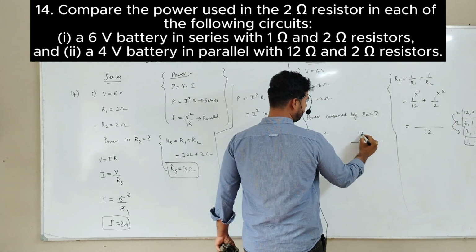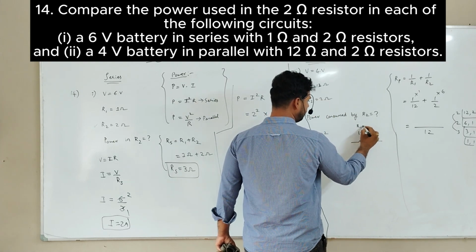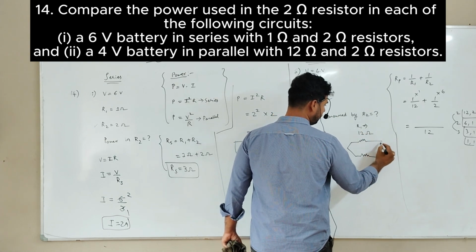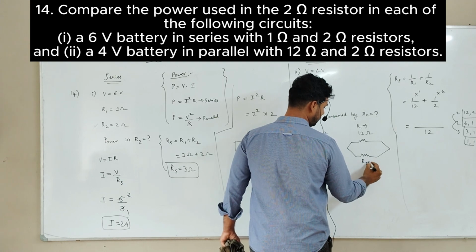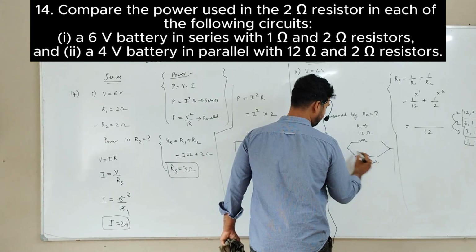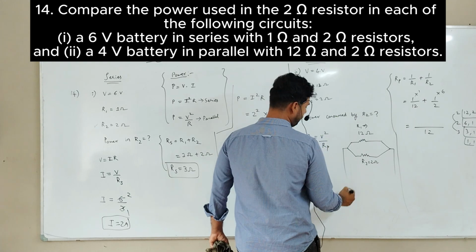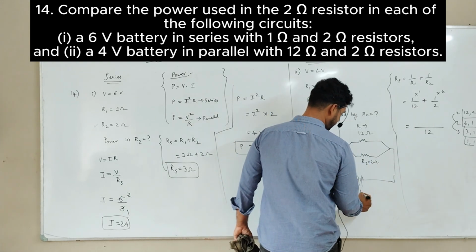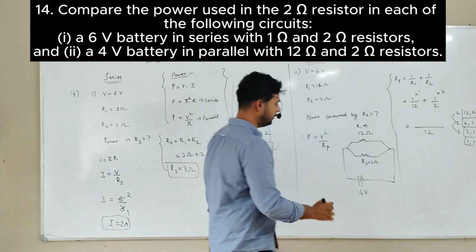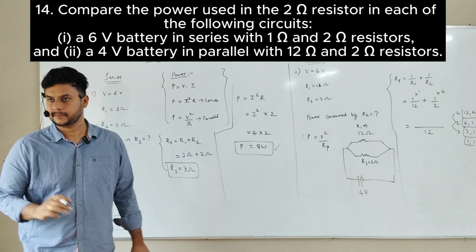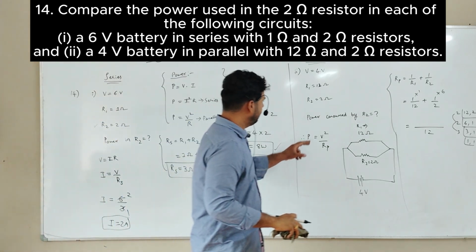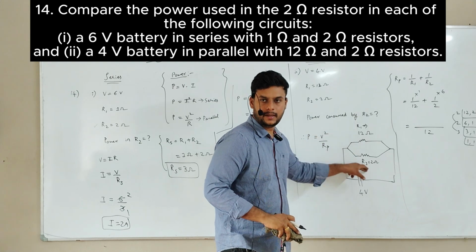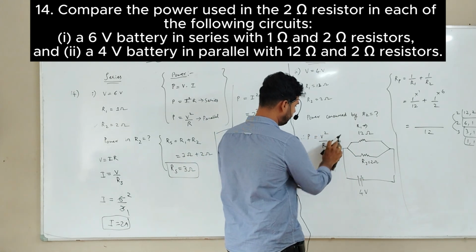R1 is how much? 12 ohm. R2 is how much? 2 ohm. And the voltage is 4 volt. Now see here, power consumed by R2 I should find. Power consumed by R2. So my resistance is how much here?